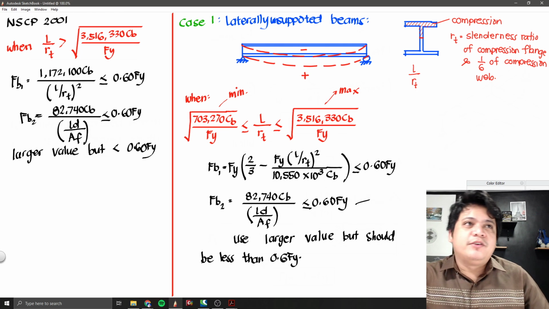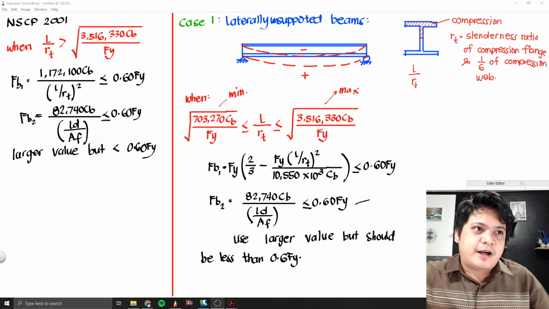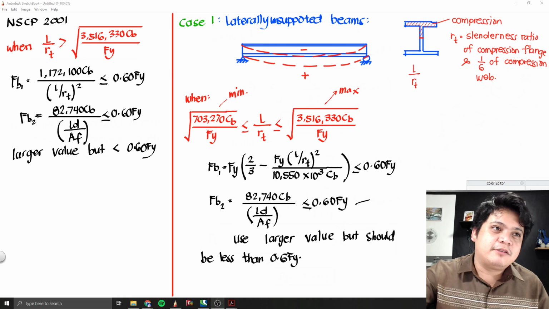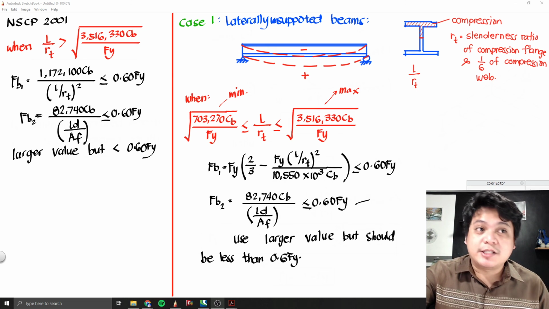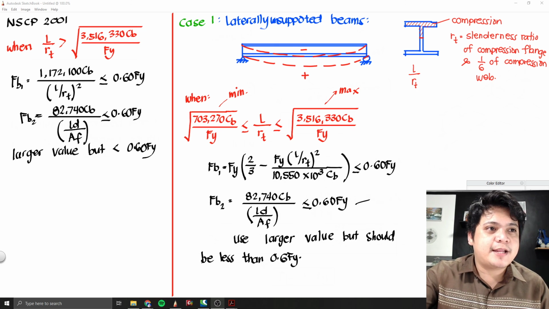So that is the introduction of our steel beam. Later on, we will have our example problem for NSCP 2001.